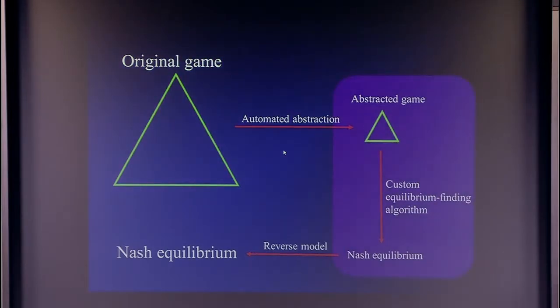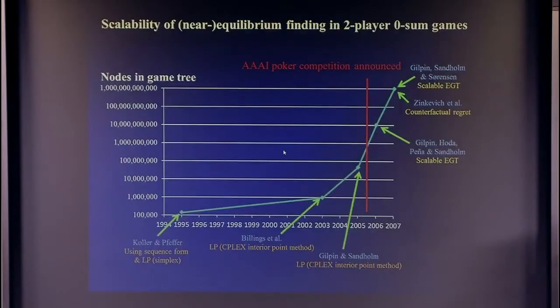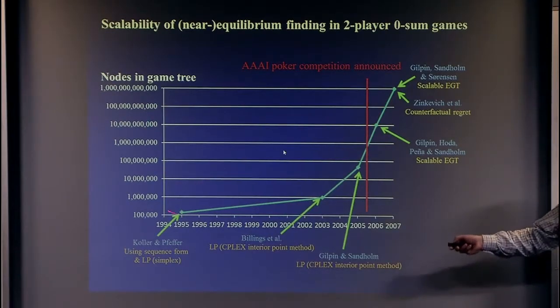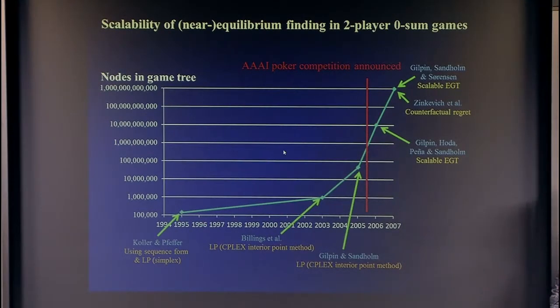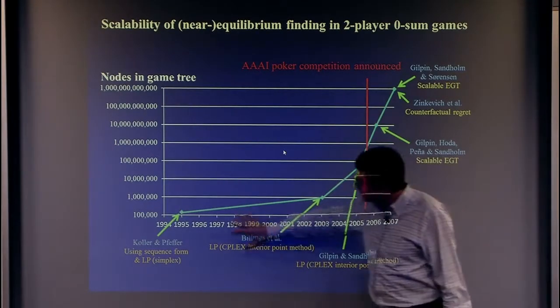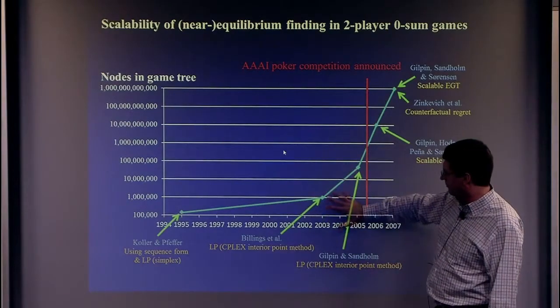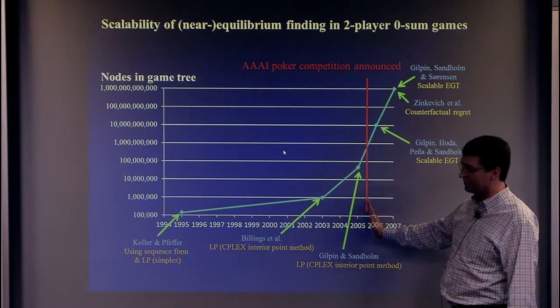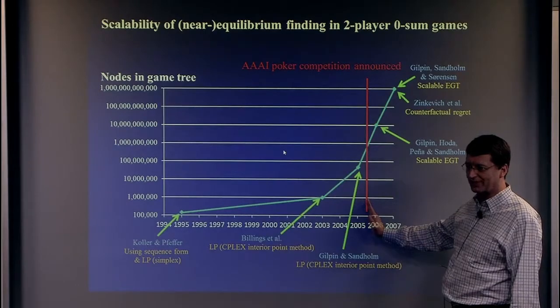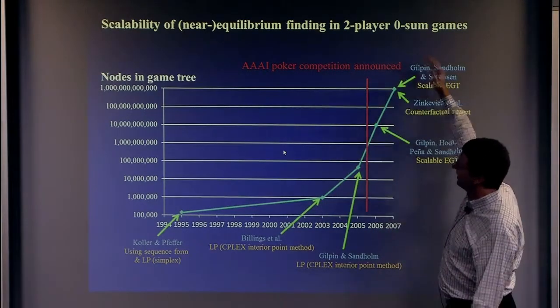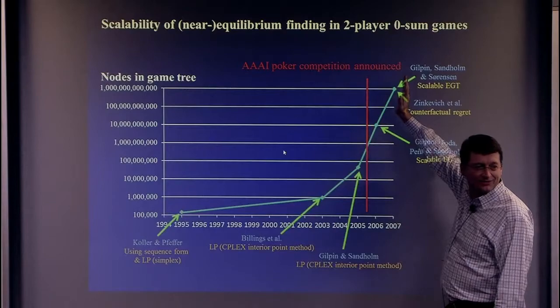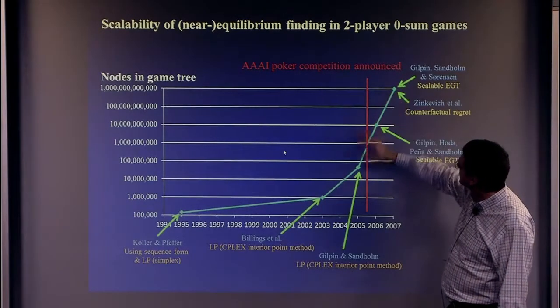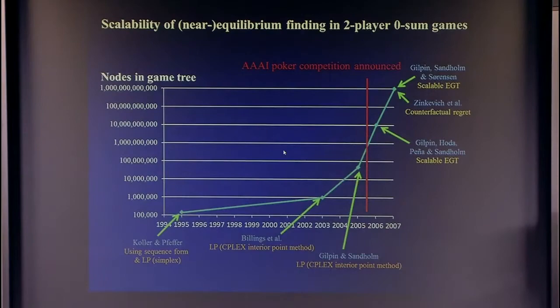Let's talk about game solving. And now we're going to move into the two-player zero-sum setting. All right, so here's a historical scalability. Now, we're talking about nodes in this slide on the y-axis on a log scale. It started with the sequence form and simplex algorithm, then moved to the barrier algorithm, and here's where the annual computer poker competition was executed, and everything went off. You see the super exponential scalability improvement here with these custom algorithms.